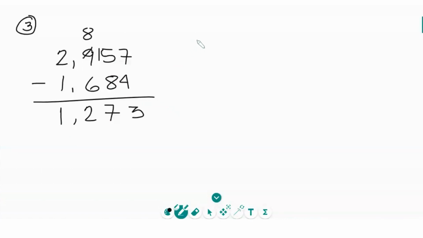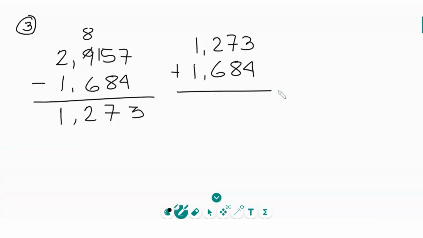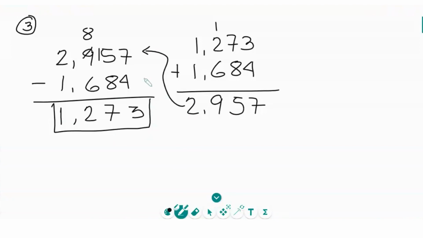Now let's check again that one. So 1273 plus 1684. So 4 plus 3 is 7. 7 plus 8 will give us 15. Carry over 1. 6 plus 2 is 8. 8 plus 1, that will become 9. Wait a second. So yeah, that is 9. Okay, and 1 plus 1 will give us 2. So 2957 is also here, and our final answer is 1273.